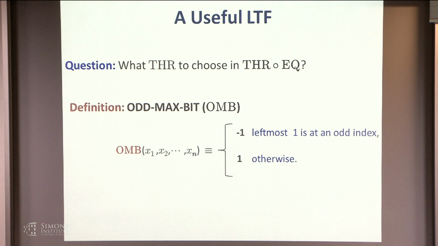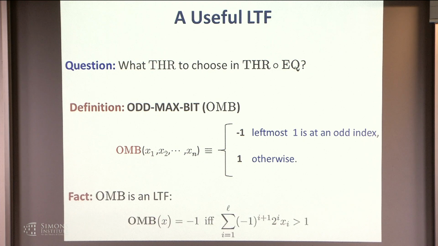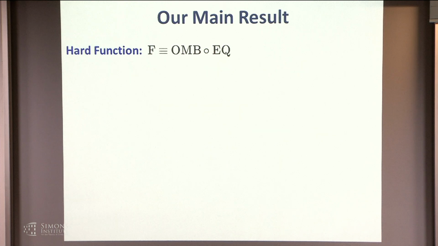So anyway, it just outputs -1 if the leftmost one is at an odd index. So if the first index was 1, it outputs -1. If this was 0 but the second index was 1, then it would output 0, and so on. So it's not hard to see that this is also a linear threshold function with large weights. And it turns out this provides us with the right structure, so we look at odd max bit of equality.